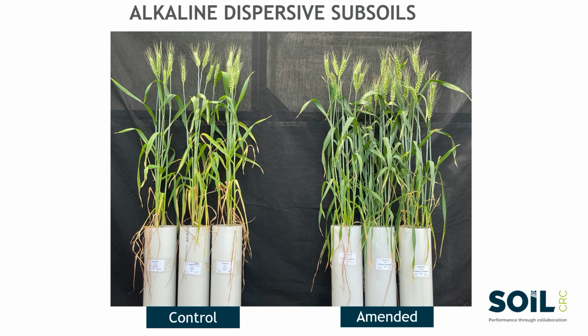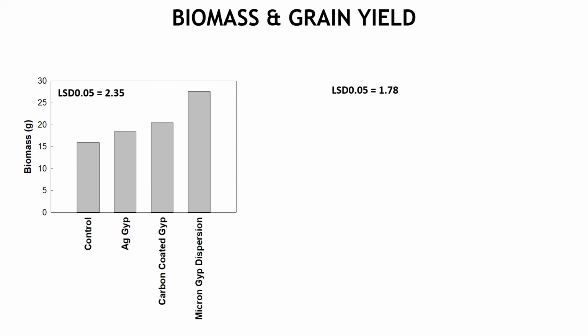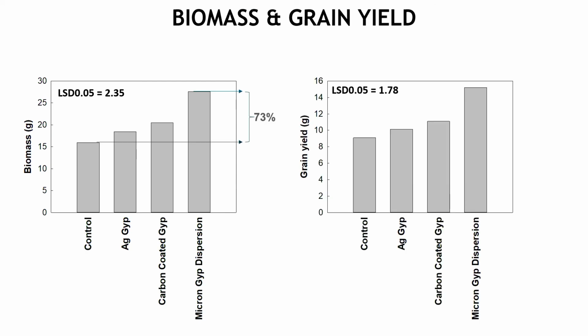So what you see here, on the left, is a control treatment, and on the right, the amended treatment. In this case, this is our submicron dispersion formulation that dramatically increased the biomass and the grain yield. We see differences of up to 60 to 70% in terms of grain yield affected by those treatments.